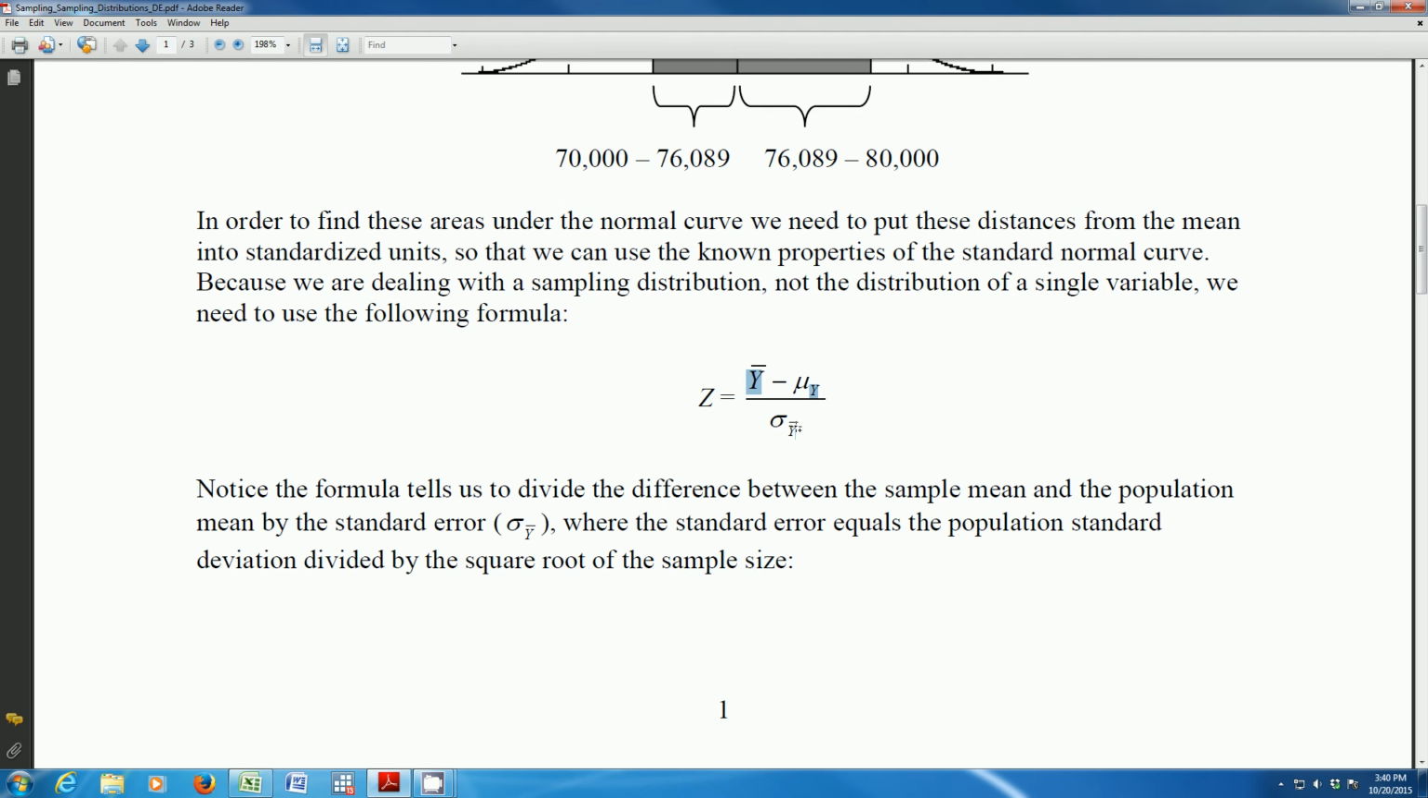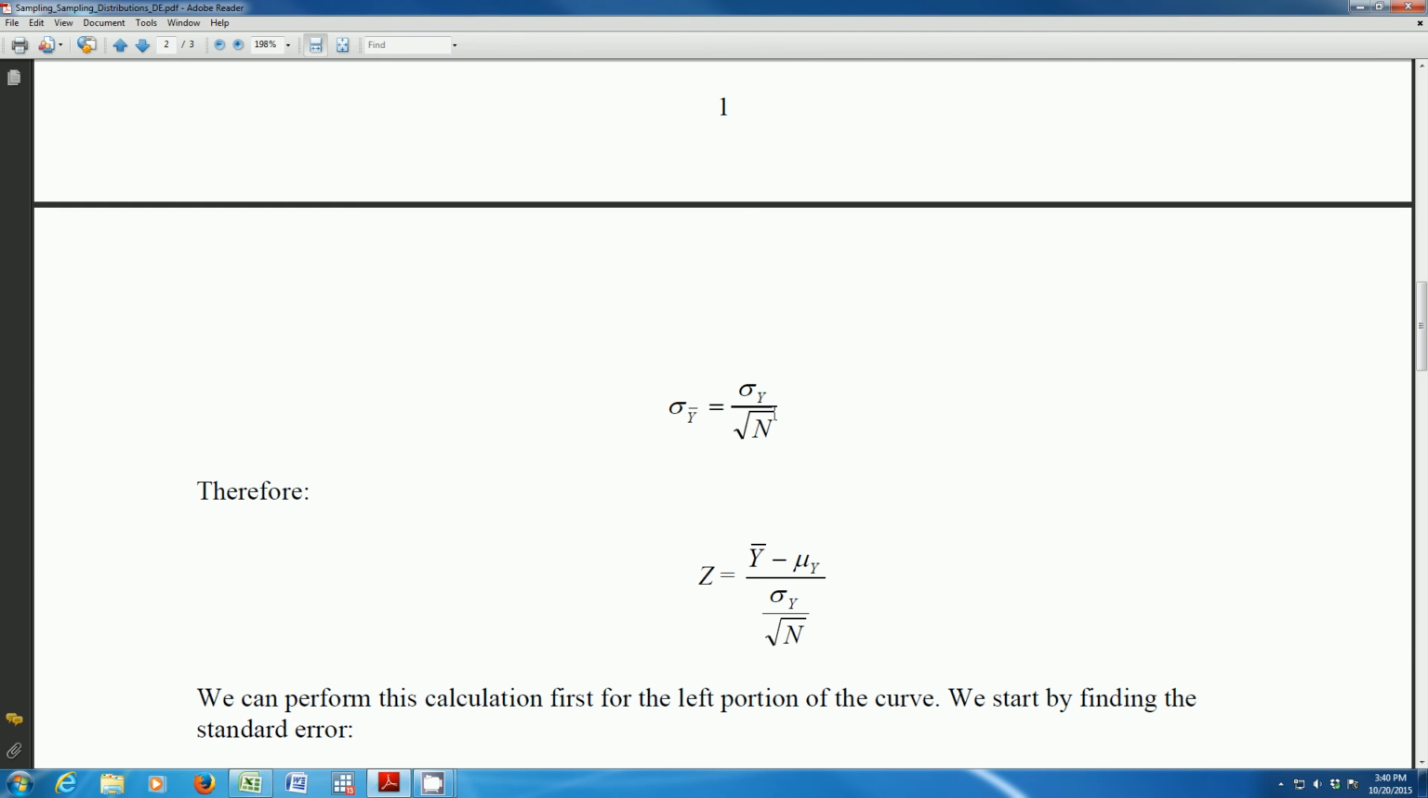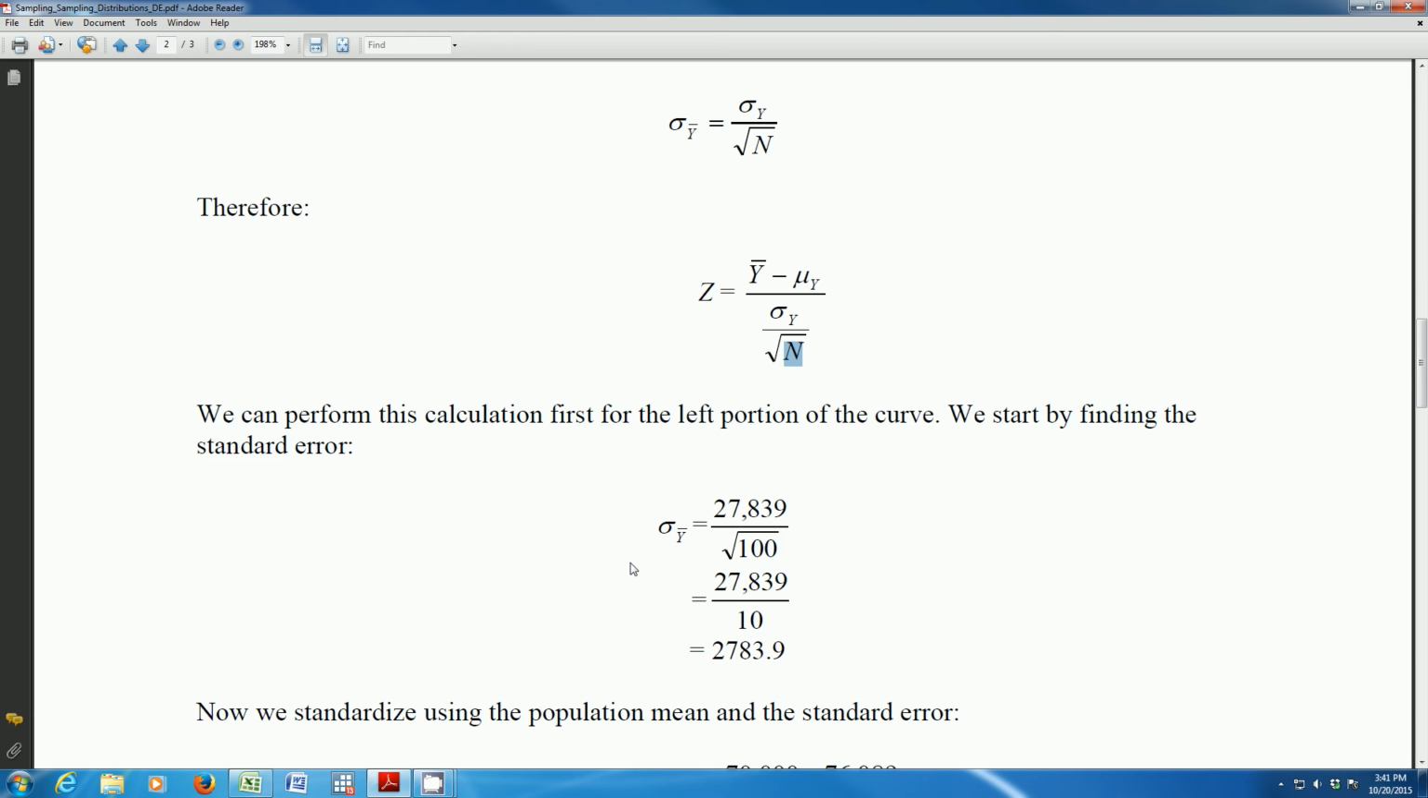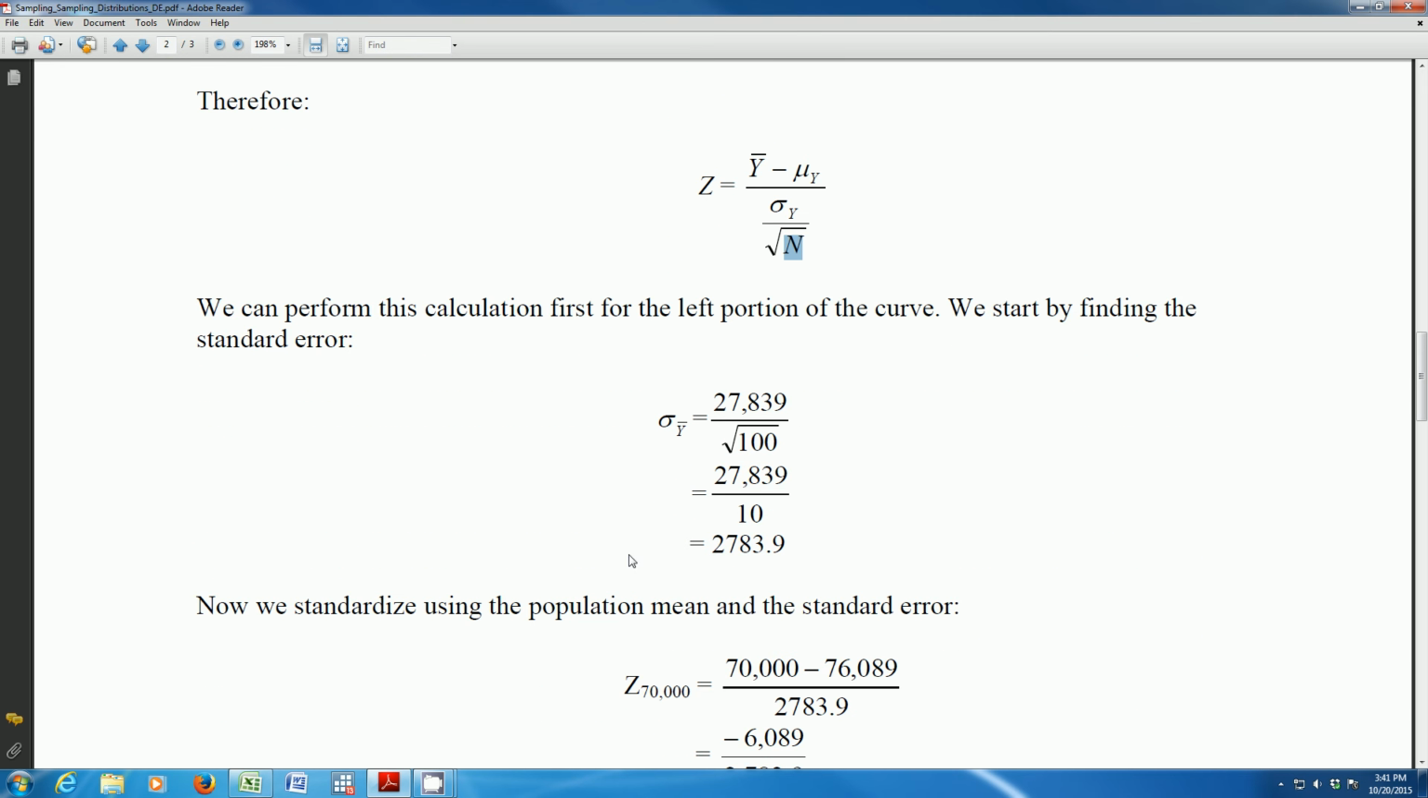Then we divide that by the standard error of the mean. Remember, the standard error of the mean is equal to the true population standard deviation, sigma sub y, divided by the square root of the sample size. That's true because as we increase the sample size, we have less variation in the sampling distribution, so we need to account for that. Here's the formula we're going to use: our z-score is equal to the sample mean minus the true population mean, divided by the true population standard deviation divided by the square root of n, or the standard error. Let's start with the standard error. The true population standard deviation is 27,839, and we have a sample size of 100. The square root of 100 is 10, and if we divide the standard deviation by 10, we're left with 2,783.9.